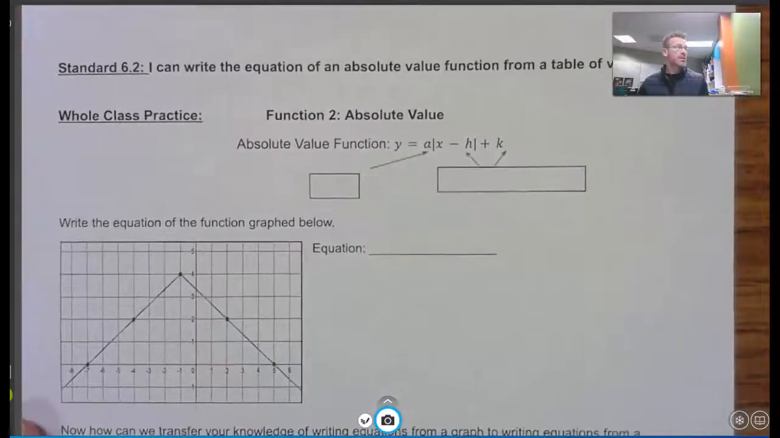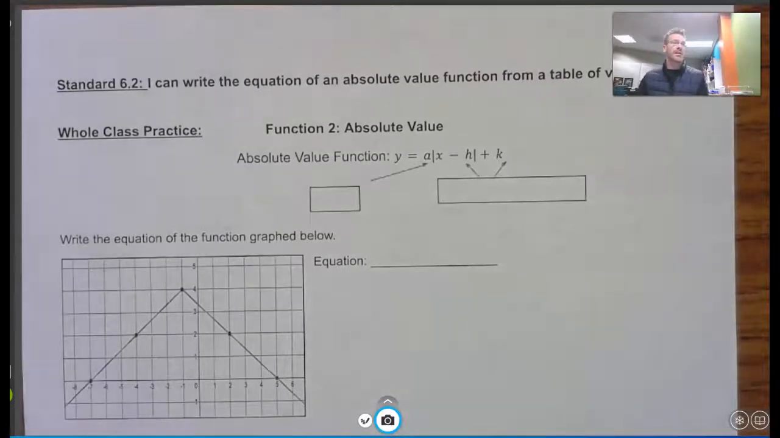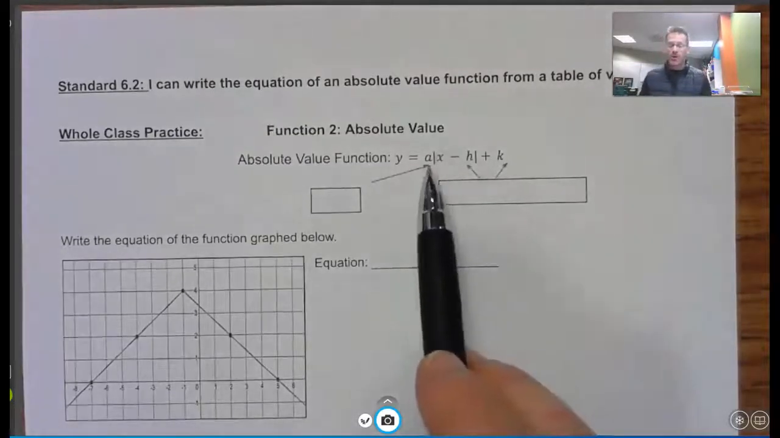So now let's look at standard 6.2. I can write the equation of an absolute value function from the table values. Once again, we're going to try to translate everything that we already know about absolute value and writing their equations from a graph to a table. Now let's review our form here.